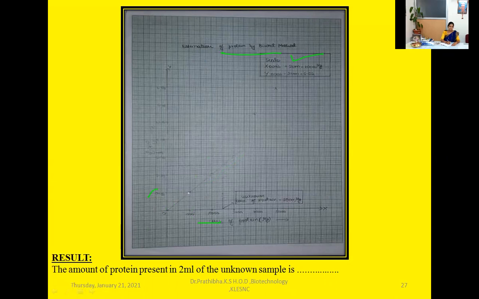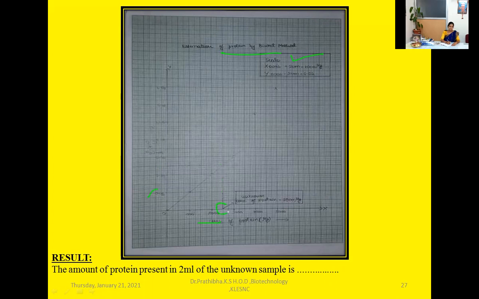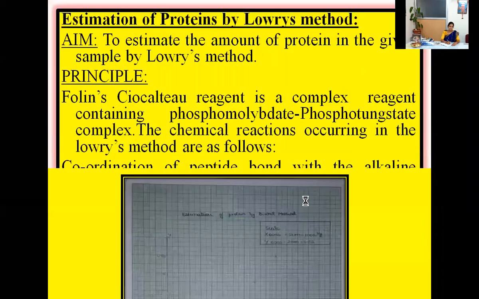Okay, this is the standard graph we are going to plot, and the unknown OD we are going to plot. Wherever this dotted line meets, that particular concentration will be the unknown concentration of protein, found to be this much microgram. You need to write that. That will be the result.